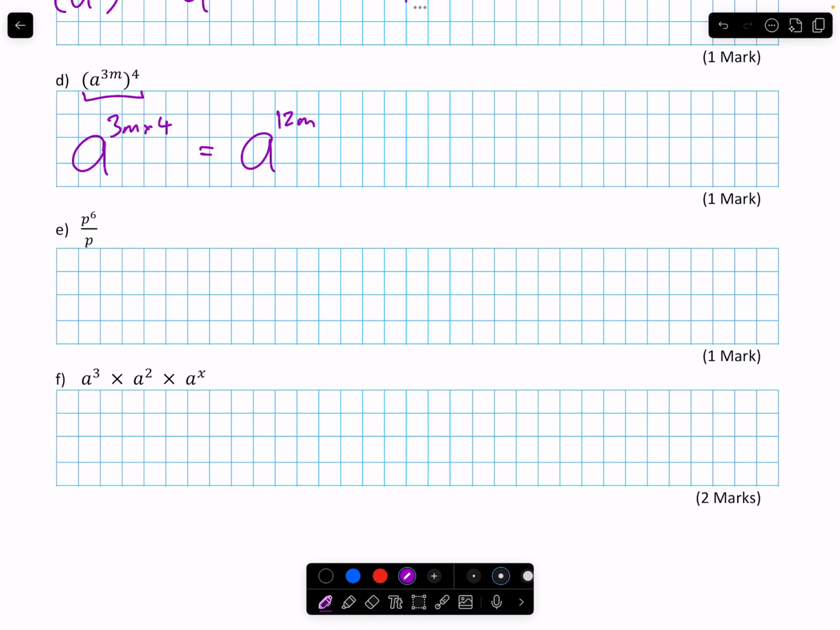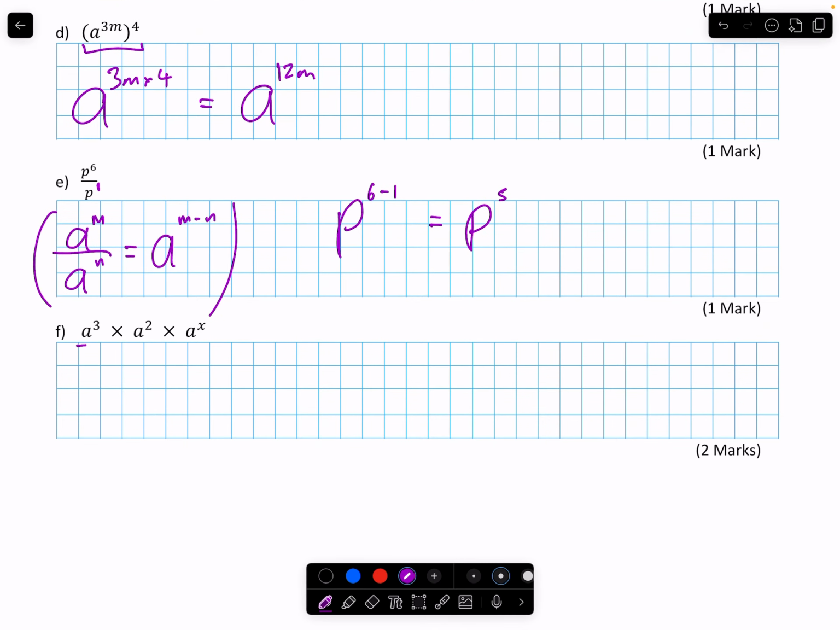Here you've got a division. Please remember that p with no power is actually p to the 1, not p to the 0. So the law you were given was a to the m divided by a to the n equals a to the m take n. That's the law, so I'm applying it here. The base number is p, and the power first is 6, and the second power is 1. P to the 6 take 1 is going to be p to the 5.